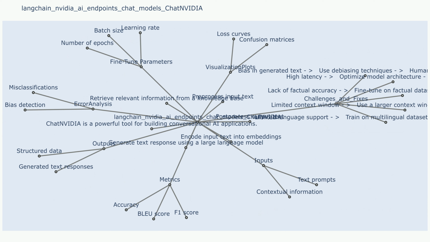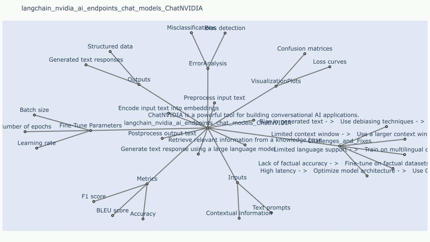Fixes to Challenge 1. Utilize models trained on high-quality datasets known for their factual accuracy. Implement fact-checking mechanisms to verify information generated by the model.